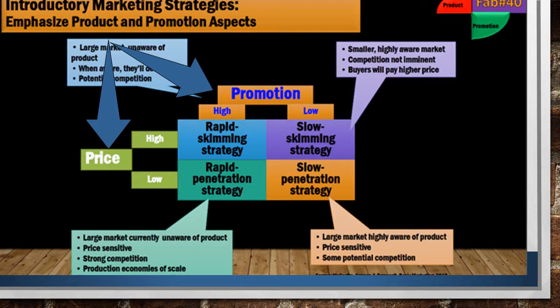Now, I'll explain each of these a little bit more in detail and provide you with examples of each one of these strategies. It's fairly simple though. Off to the left you have a price variable with a high and a low variant there. Up top, a promotion with a high and a low variable. Now each one of these strategies is going to be used in a different application. As we go through here, I provide you with examples. Try to think of your own examples, how you would use each one of these strategies in your own various applications.